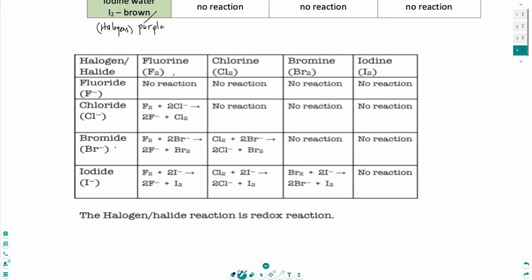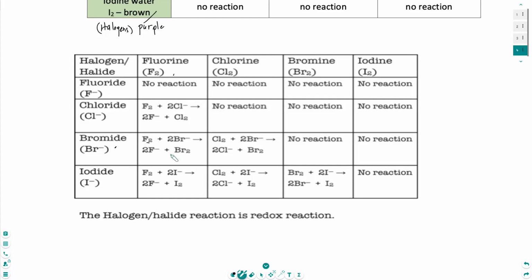Now, fluorine could do the same thing with bromide. Fluorine could displace bromide from its compounds. The fluoride ends up getting negatively charged. The bromine comes out as the orange or red-brown liquid. So you notice a change from pale yellow to orange. Then the fluorine could also displace the iodide ion, and you would notice the change from pale yellow to violet or to orange, well, brown really, brown or purple.